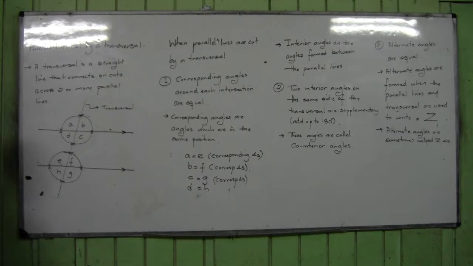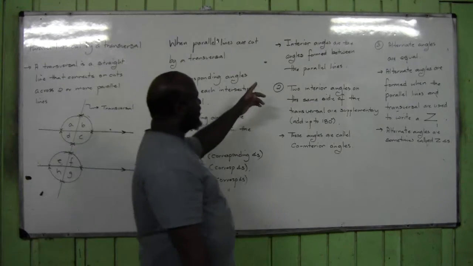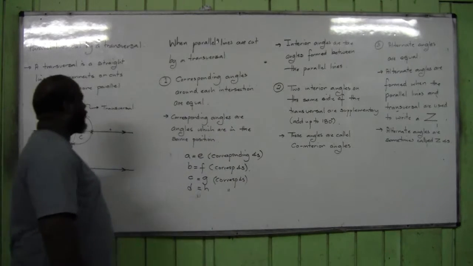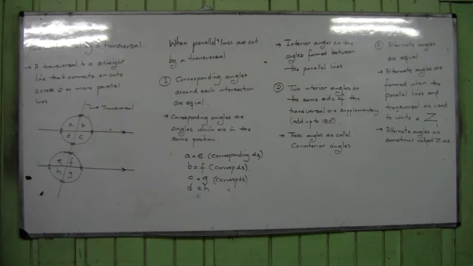Stay with me. Now, interior angles are angles which are formed between the parallel lines. Look over here. Which four angles are formed between the parallel lines? C, D, E, and F. They are between the parallel lines. Angles which are between the parallel lines are called interior angles.